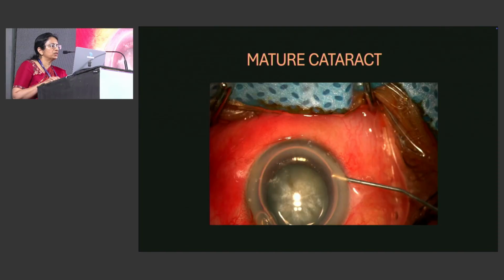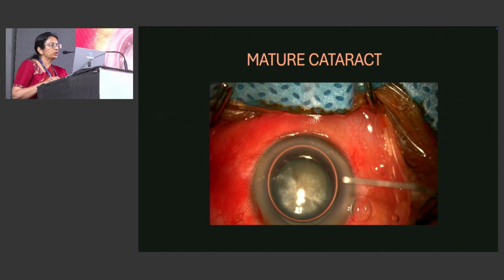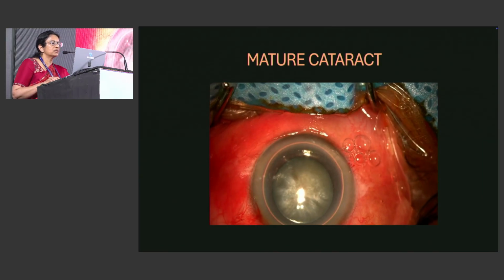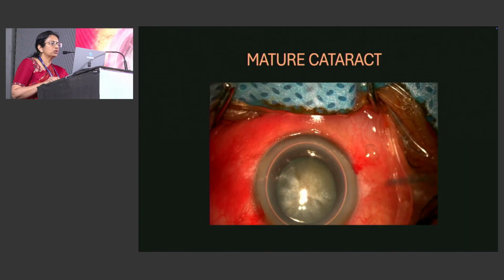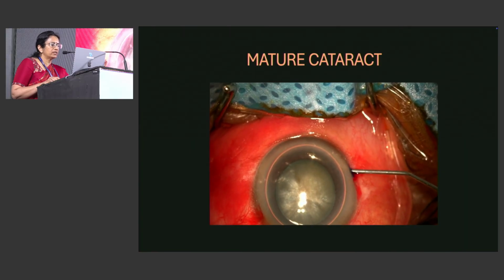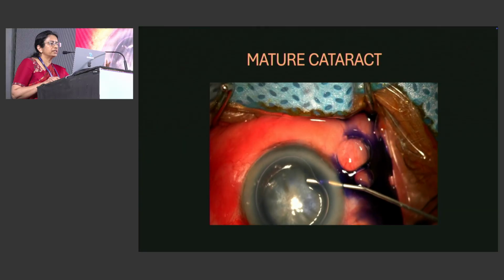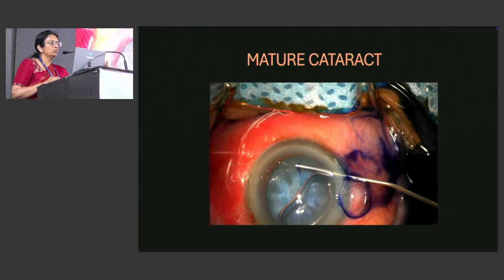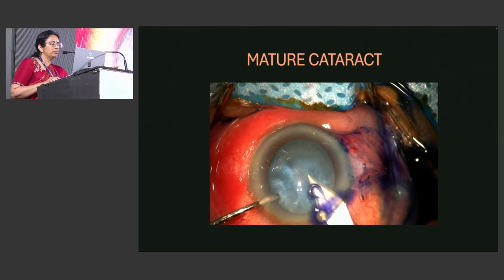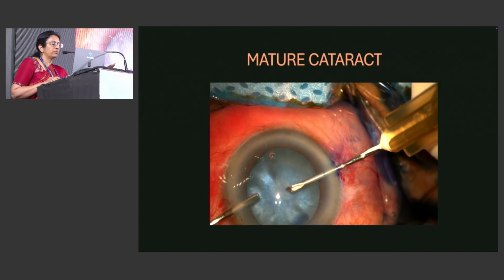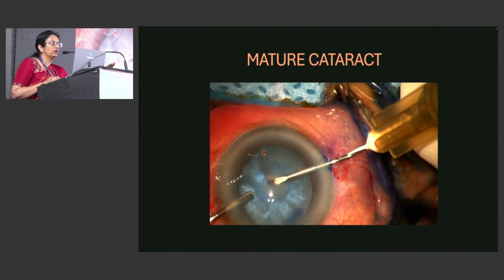Now coming to special situations, this patient had a mature intumescent cataract. Capsular rhexis in mature cataract is challenging for two reasons. First, there is no red reflex, so the visibility of the anterior capsule is poor. Here trypan blue was used to stain the capsule, and the air bubble ensures uniform staining of the capsule and prevents staining of the endothelium.